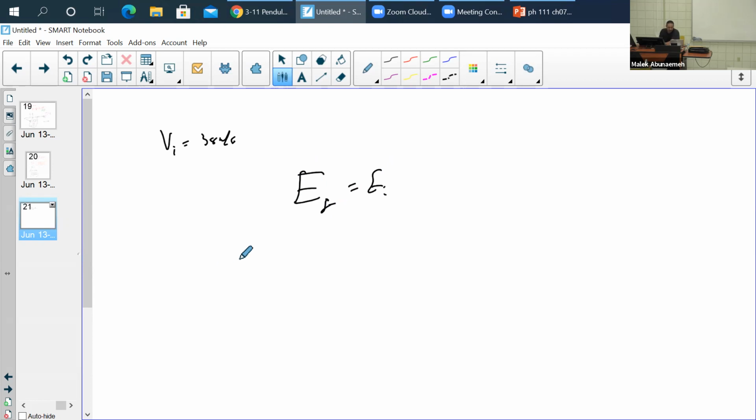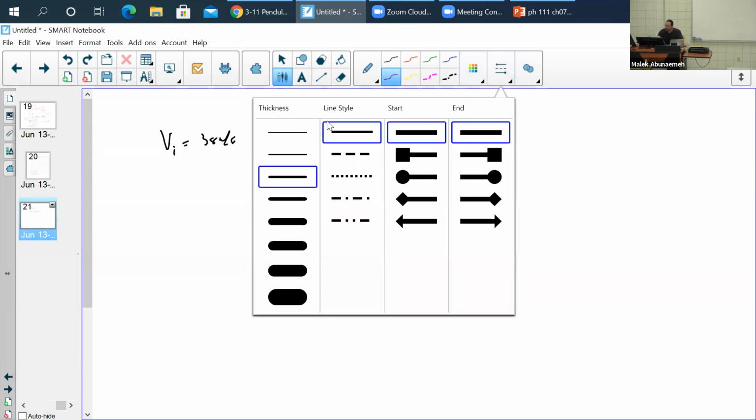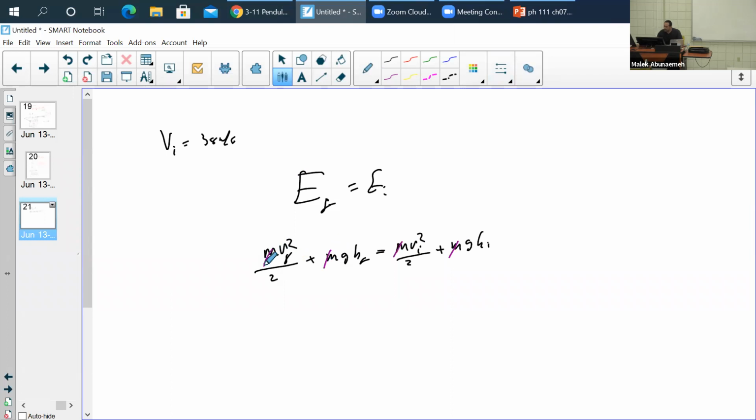And again, let me write this down one more time. You're going to have mvf squared over 2 plus mghf equals mvi squared over 2 plus mghi. And you can cancel the masses, and solving it like we just did, you're going to have the square root of 2 times g times h initial minus h final, plus your initial velocity squared.